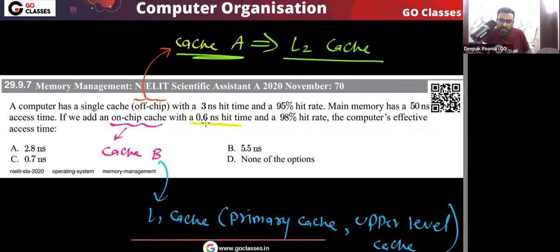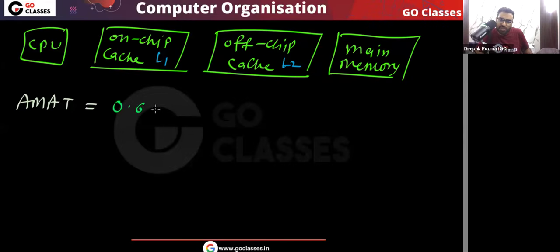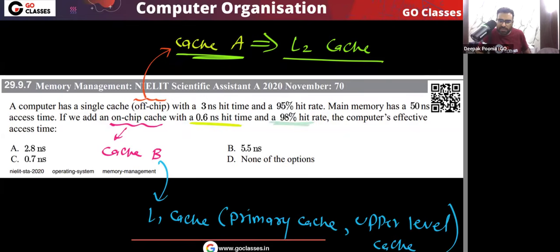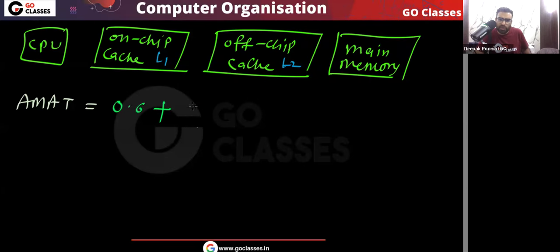You can see the L1 hit time is basically 0.6 nanosecond, plus the L1 miss rate. The L1 hit rate is 98%, so the L1 miss rate will be 2%. That means 0.02 multiplied by the L1 miss penalty. Now what is this L1 miss penalty?